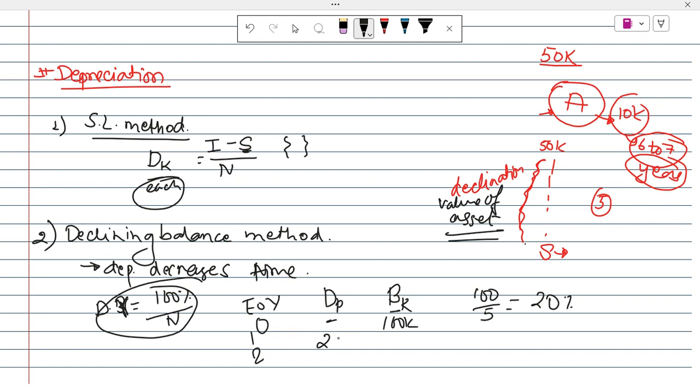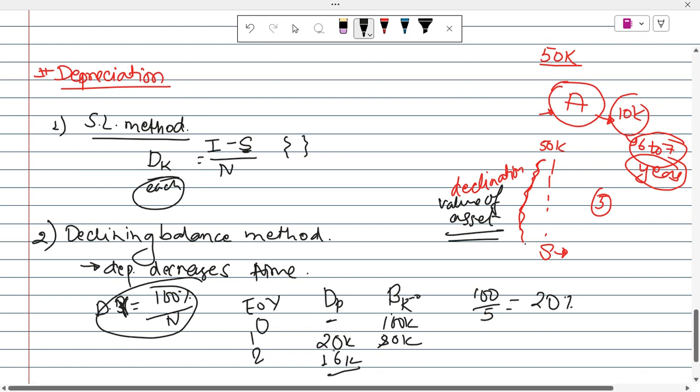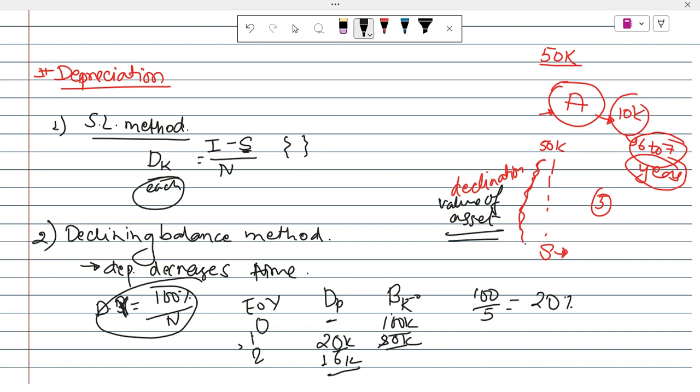So our first depreciation amount is 20% of bk, the value of the asset at the previous year, which is 100k. 20% of 100k is 20k. Now we have the remaining value of 80k. 20% of 80k is 16k. This is our depreciation amount, and this is the value of the asset after it has been depreciated for a year. So this is how the declining balance method works.